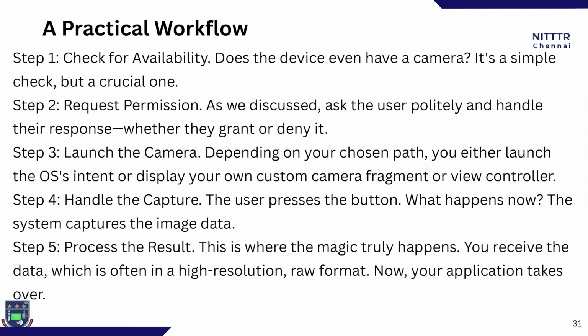Then step 3, launch the camera. Depending on your chosen path, you either launch the operating system intent or display your own custom camera fragment or view controller. Then step 4, handle the capture. The user presses a button. What happens now? The system captures the image data. Then step 5, process the result. This is where the magic truly happens. You receive the data, often in a high resolution raw format. Now, your application takes over. You have the image data.